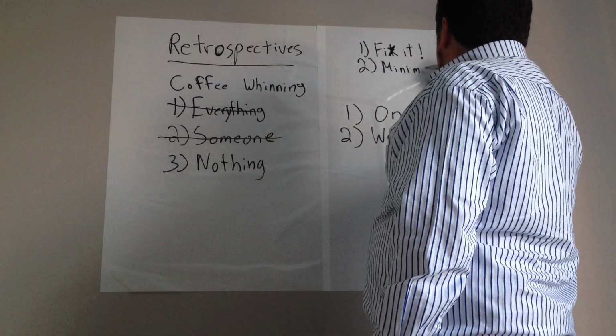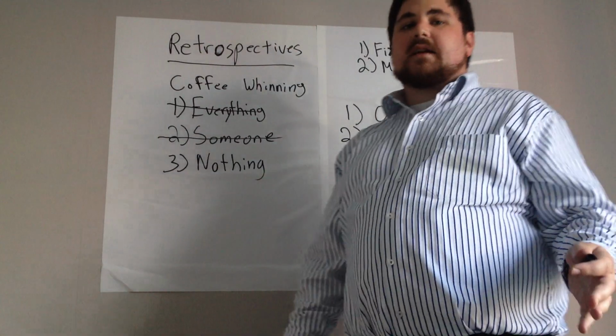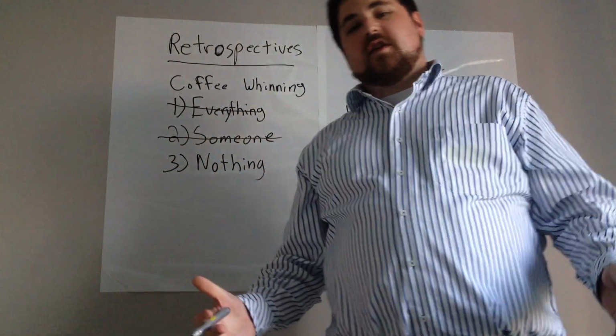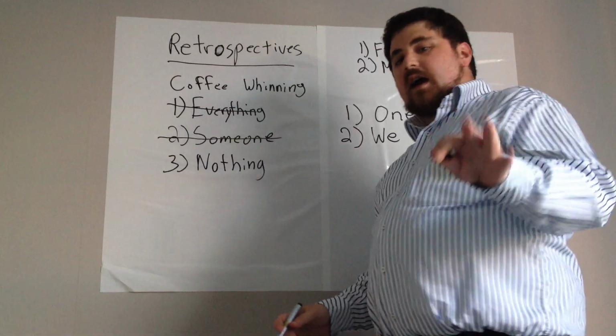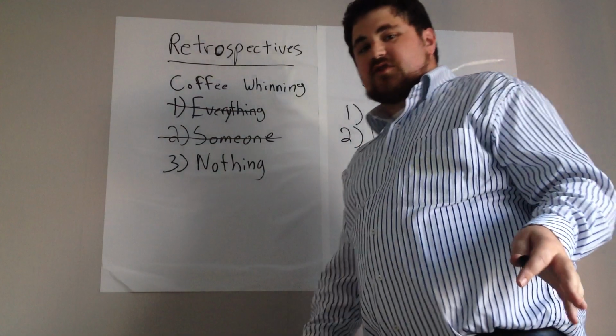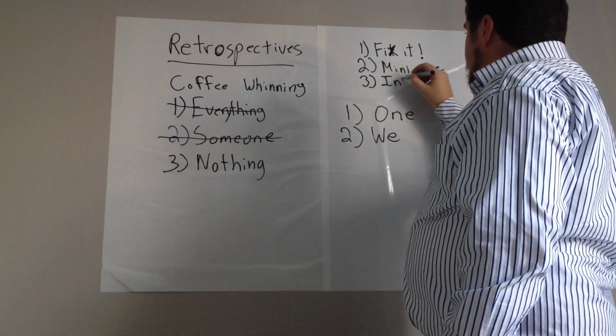But the second thing that we can do a little more frequently is we can find ways to minimize the problem. We can minimize the problem's impact on us. We can come up with a solution to it that makes it so it affects our daily lives a little bit less. And then the third thing that we can always do, no matter what the situation, is we can inform people about the problem.